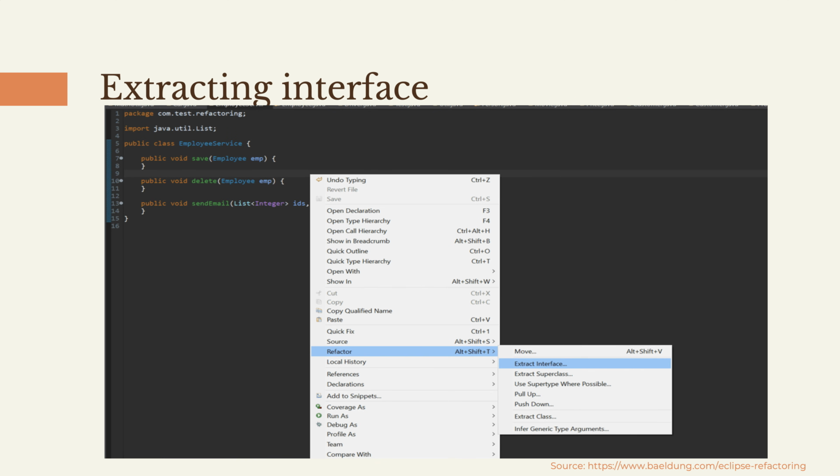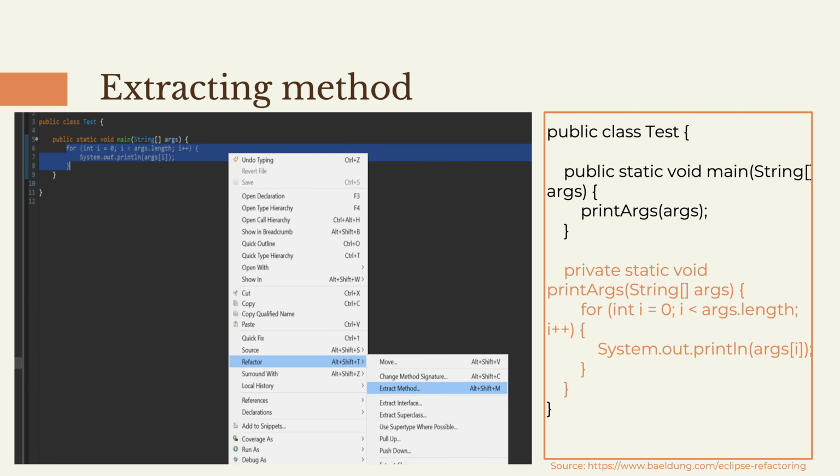Similarly, we can also extract an interface by selecting the necessary methods. Moreover, we can also extract items to a superclass by choosing the Refactor and Extract Superclass option. Suppose we had an employee class and we wanted to extract all the non-employment related properties to a person superclass. This is where we would use an extract superclass refactoring.